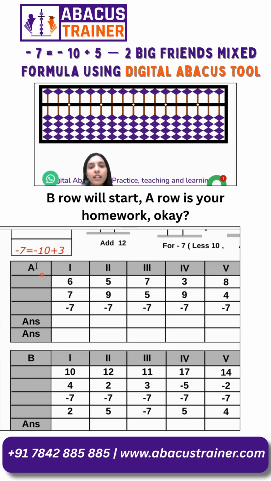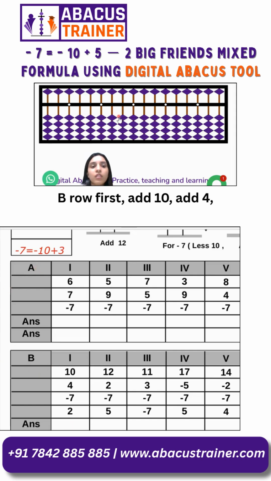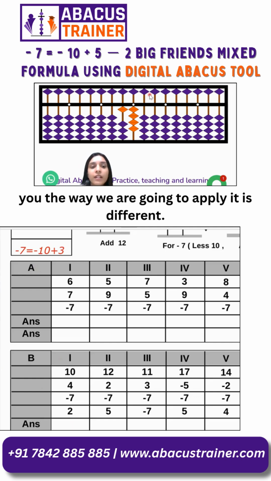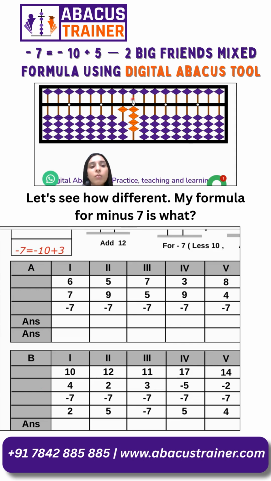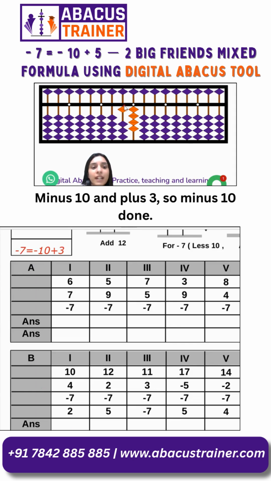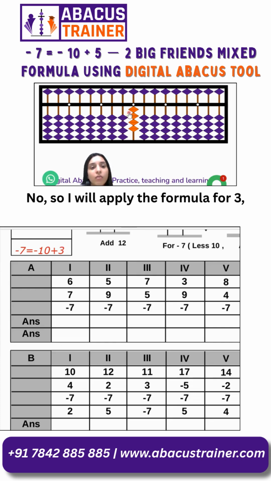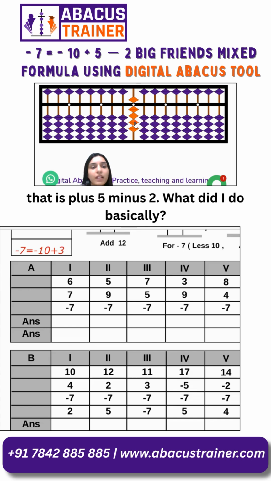B row will start. A row is your homework. B row first: add 10, add 4, -7. The way we are going to apply it is different. My formula for -7 is -10 and +3. So -10 done. Can I do +3 now? No. So I will apply the formula for 3, that is +5 -2.